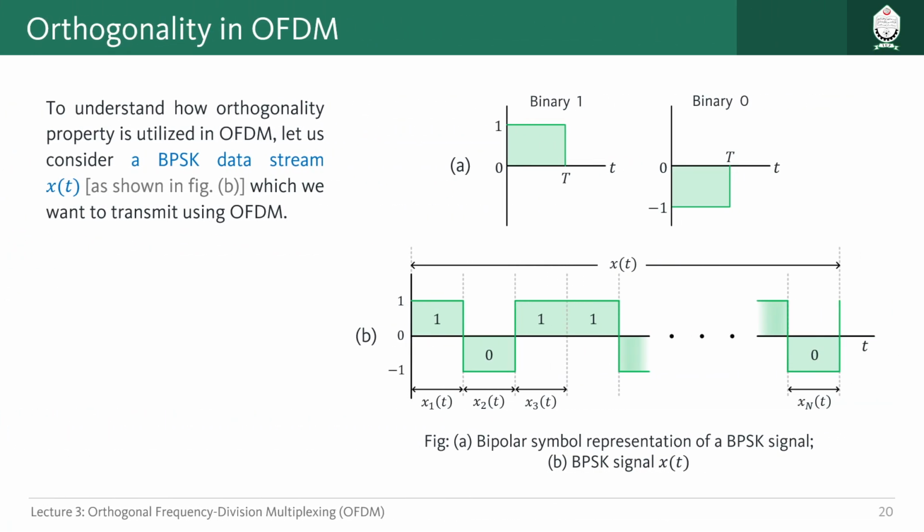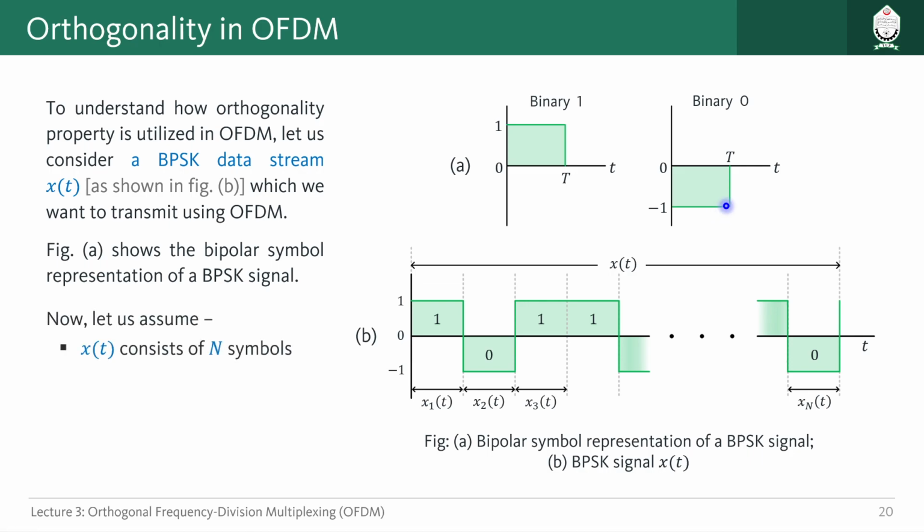Now let us understand how this orthogonality property is being utilized in OFDM. To understand that, let us take the same kind of signal x of t, which is a BPSK data stream. It is shown here like this, right? But before understanding x of t, let us understand what kind of representation we are using. We are using bipolar symbol representation. That means for representing binary 1, we are going to use an amplitude of 1 here, like this. For representing binary 0, we are going to use an amplitude of -1.